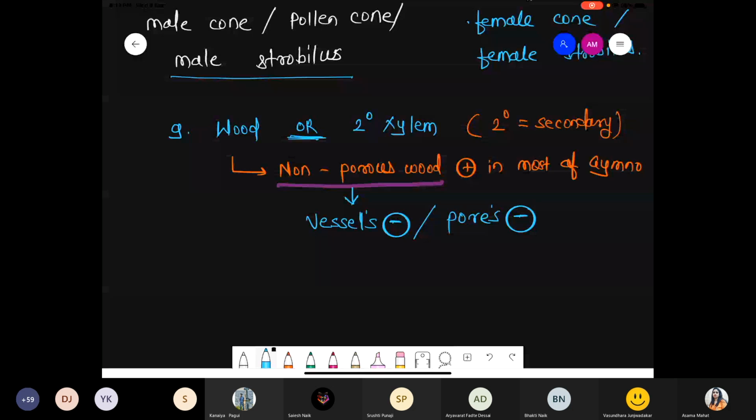That's why we are talking about these as the most advanced pipeline vessels. But we know that in the gymnospermic condition, most of the vessels are absent. If vessels are absent, it means pores are absent. That's why whatever wood is present is called non-porous wood. Got it?